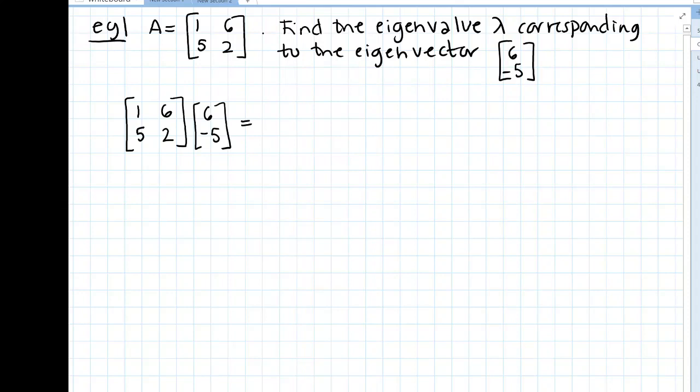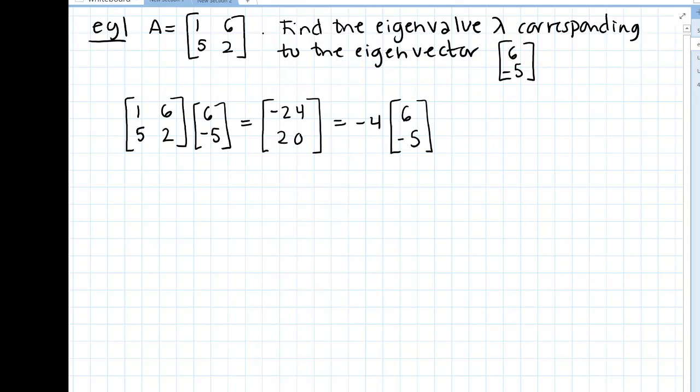So if we were to do this multiplication, we have 6 times 1 minus 5 times 6. So what is that? That's 6 minus 30. So that's -24. And then to get the second component, we have 6 times 5, so that's 30, minus 10, so that's 20. And so this vector that we have can be written as -4 times the vector that we started with, right?